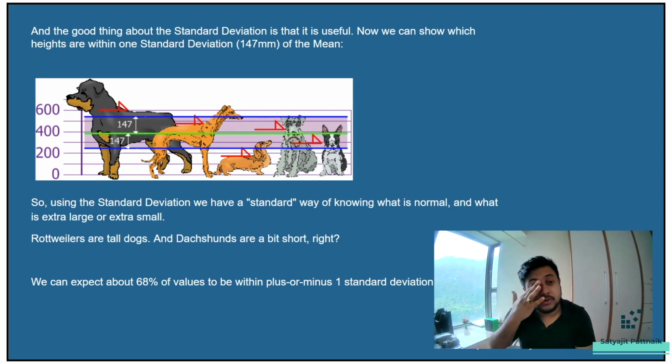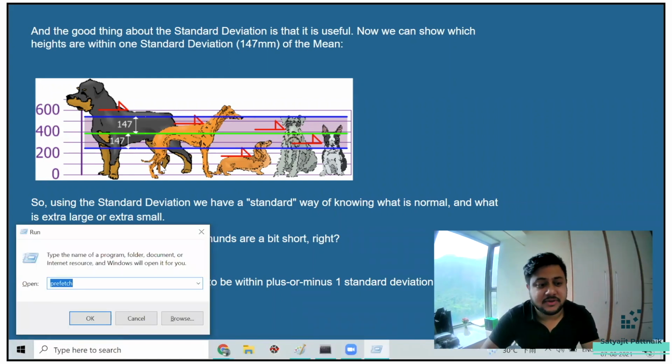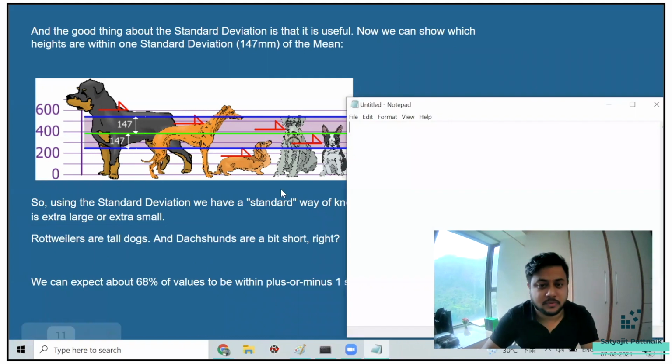Now we can show which heights are within one standard deviation. You can see the mean is this and the standard deviation is this. How to calculate the first standard deviation? You can use this formula: mean plus standard deviation, which is 394 plus 147, and 394 minus 147. Let's calculate the values.